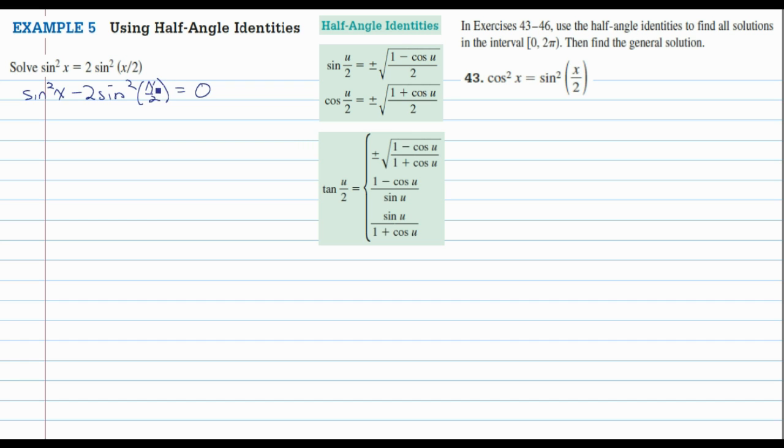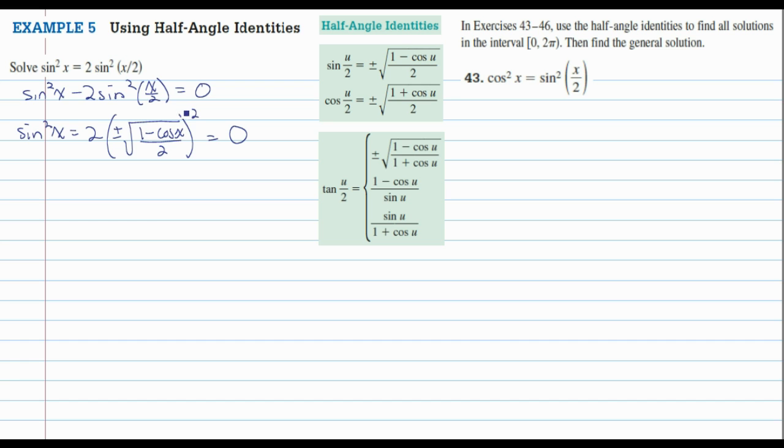I like something that just has theta in there, or x in there, or u in there, or alpha, or beta, or whatever. If you remember, sine squared of x over 2 is really the sine of x over 2 squared. So I have the sine of a half angle squared. That half angle is going to be plus or minus the square root of 1 minus cosine of, not u, x over 2.